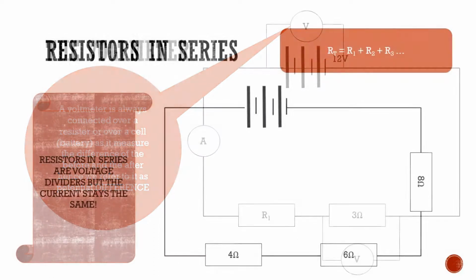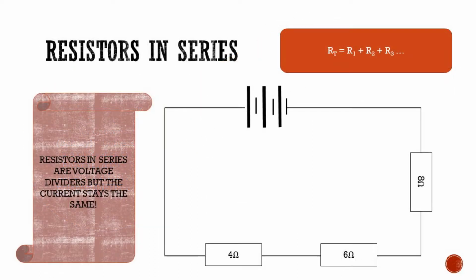Right, if we look at resistors in series, the simple formula is that the total resistance is equal to R1 plus R2 plus R3. So in this case, it would be 4 plus 6 plus 8, which would be a total of 18 ohms. And what we need to remember is resistors in series are voltage dividers, but the current stays the same.